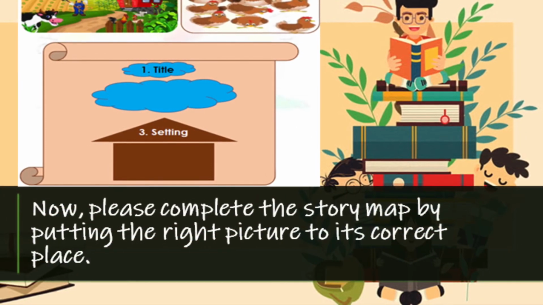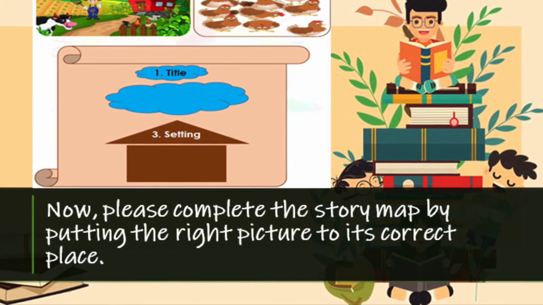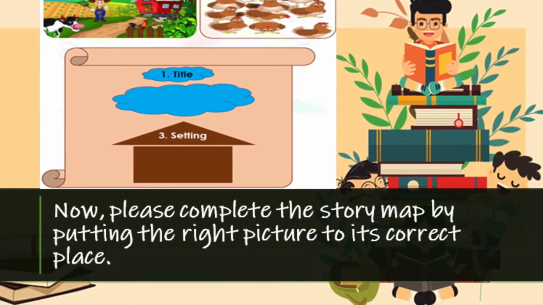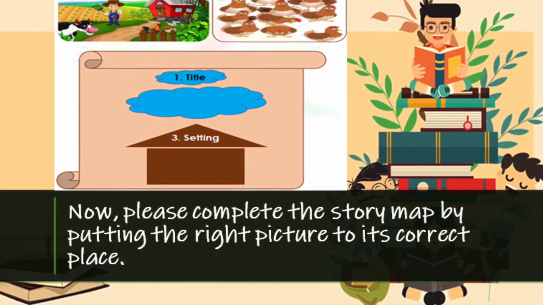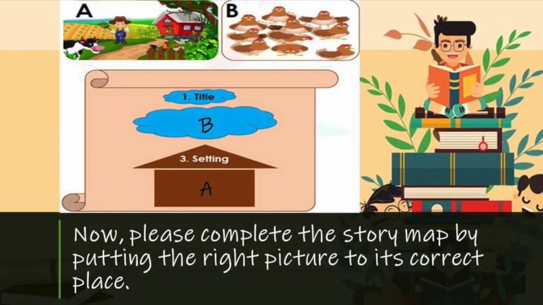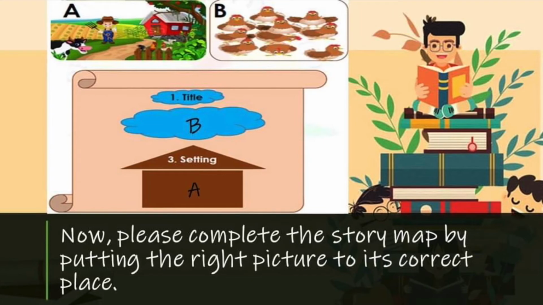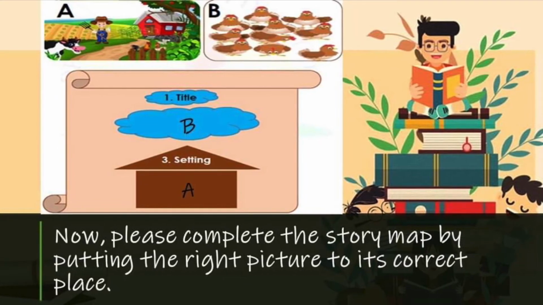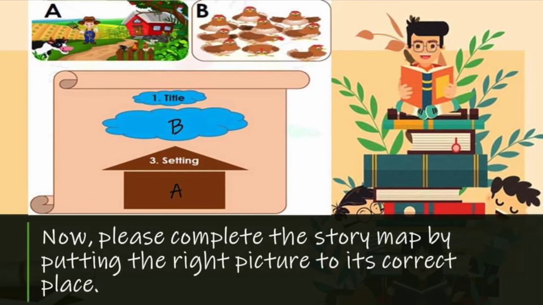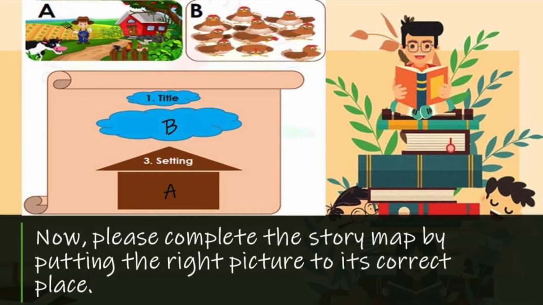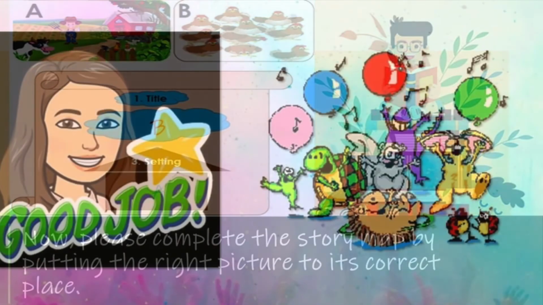Don't miss this part. Now, please complete the story map by putting the right picture to its correct place. Still need more time? Let's check. Letter A tells us the place where the story happens. So you're correct. It is the setting. Great job. How about letter B? It shows us the picture of the 10th hen, which is the title of the story. You did a great job. I knew you can do it well.